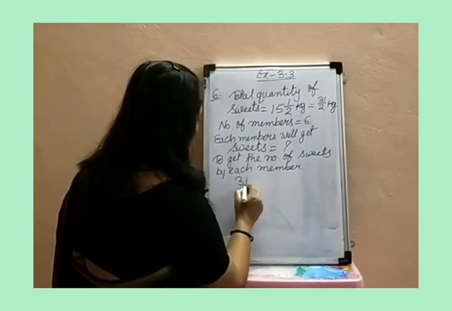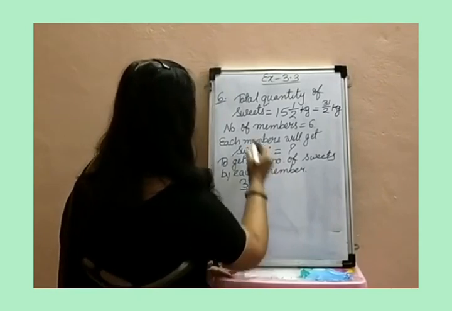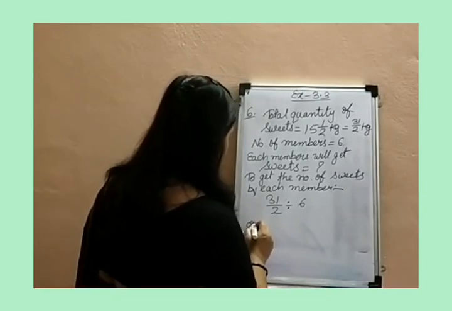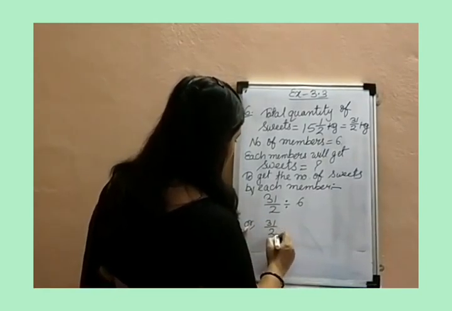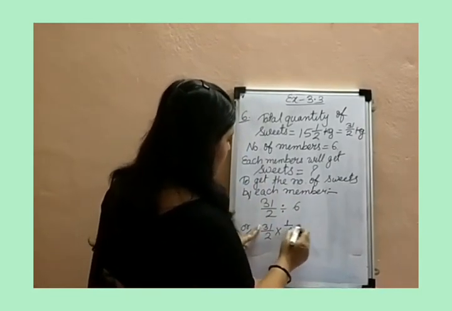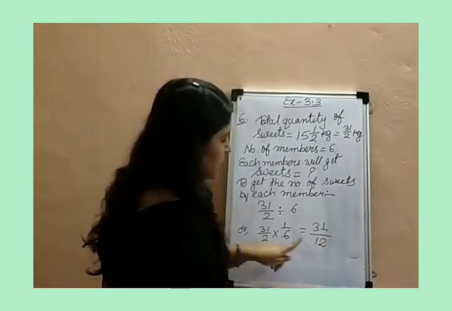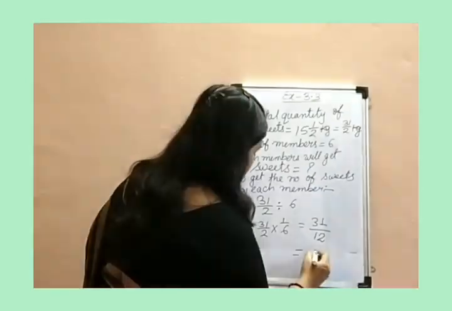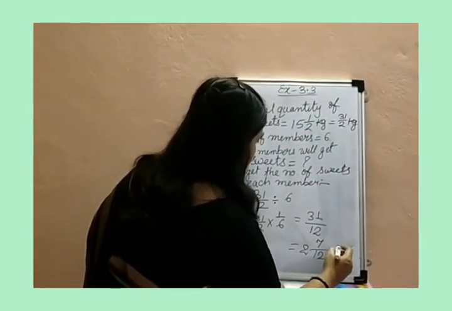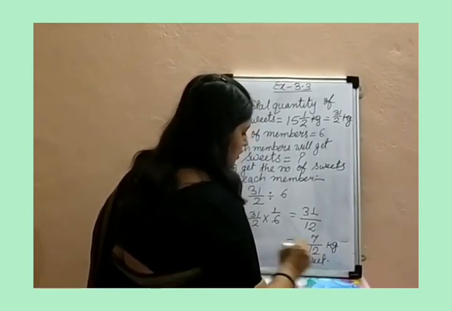it is 31 upon 2 divided by 6, or 31 upon 2 multiplied by the reciprocal, so 1 upon 6. 31 ones are 31 and 6 twos are 12. That is your answer. Now the mixed fraction is 2 and 7 upon 12. So 2 7 upon 12 kg of sweets is received by each member.